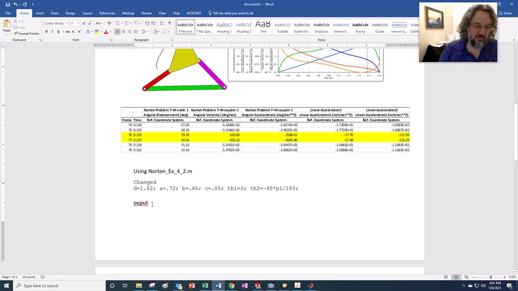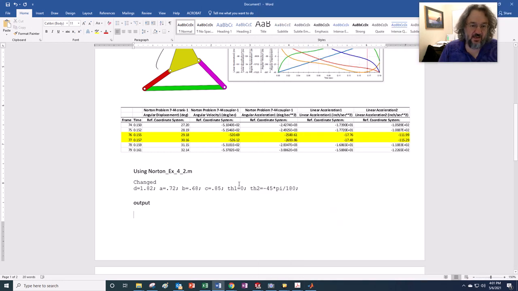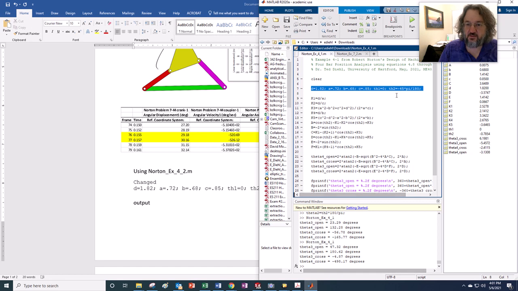Okay, so we have the output of that. I meant this to be 30. It was 30 when I did that, so let me put this in here. Let me put this in 30. And the output of the thing was this.